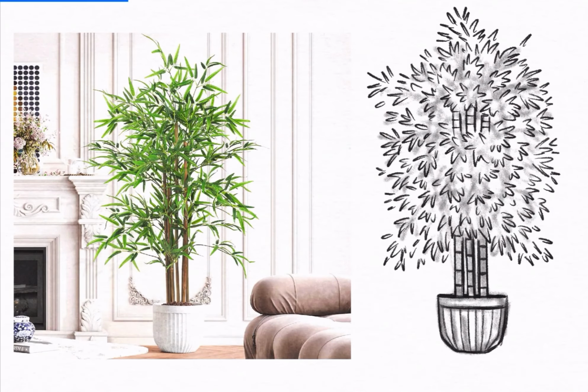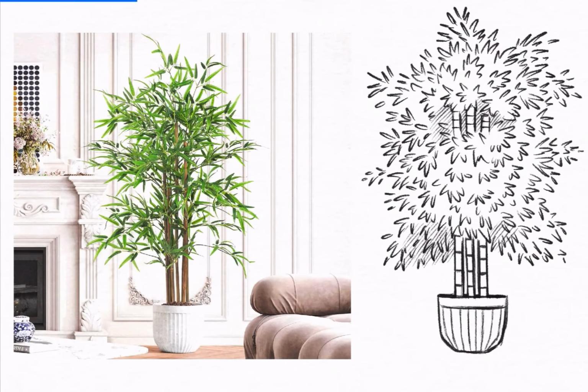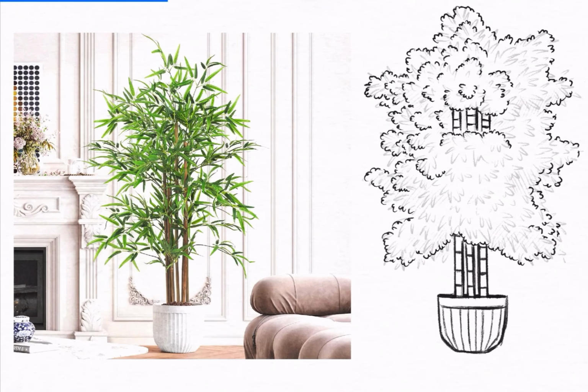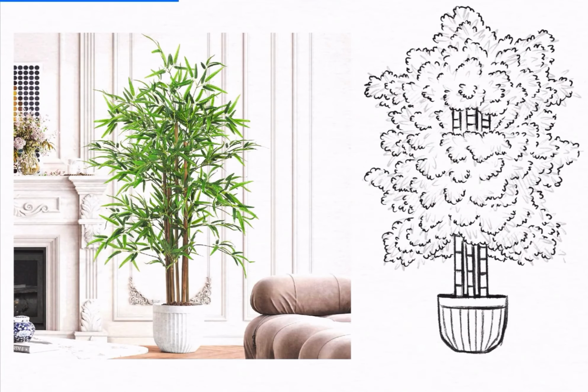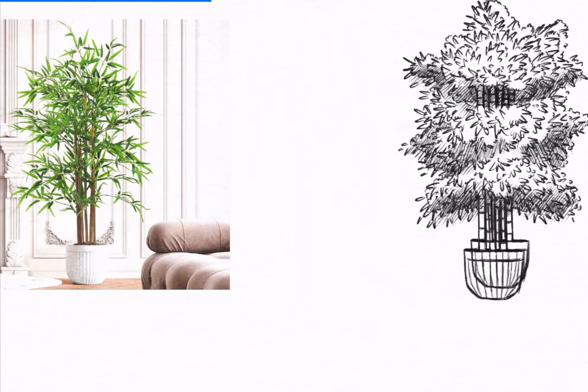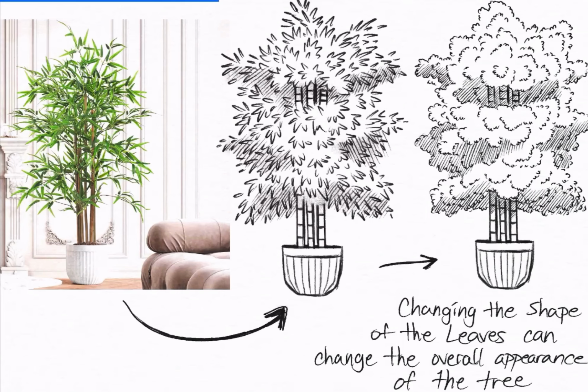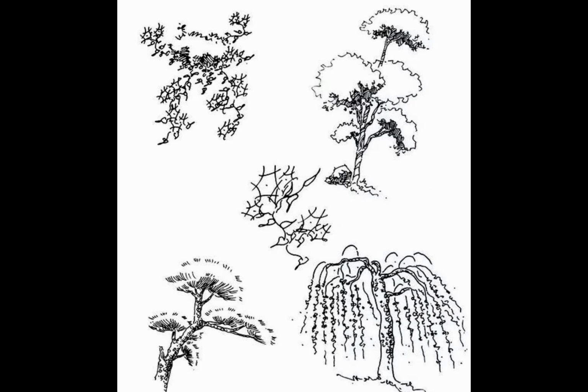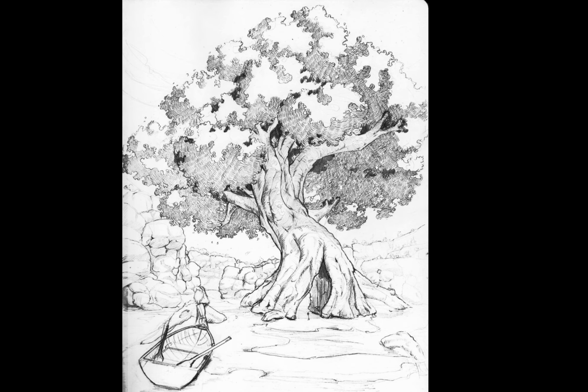Now, for comparison, I'm going to be drawing the same bush a second time, but this time I'm changing the shape of the leaves completely. And what you'll notice, once they're side by side, is how just that one small change in the leaf shape can really change how the bush ends up looking and feeling. It's a subtle change, but it really shows the impact your mark-making choices can have on the final look of your trees and bushes. And that's just one example.